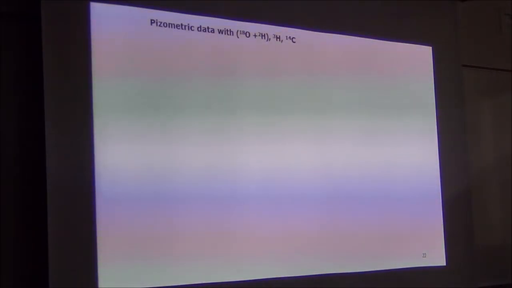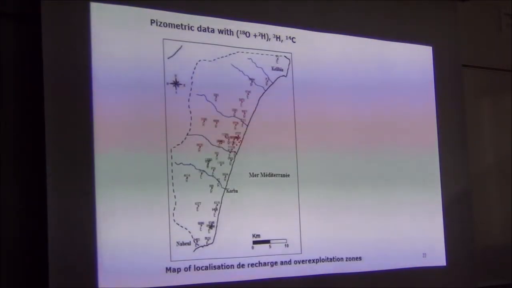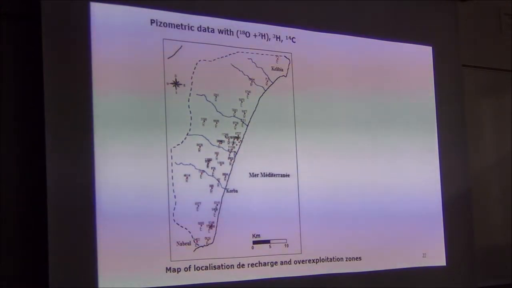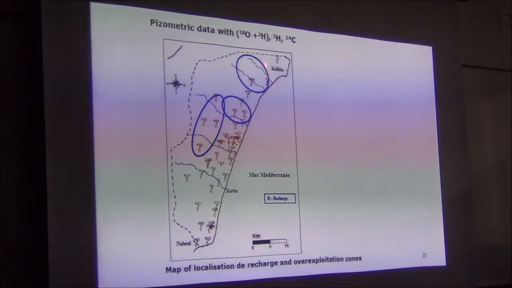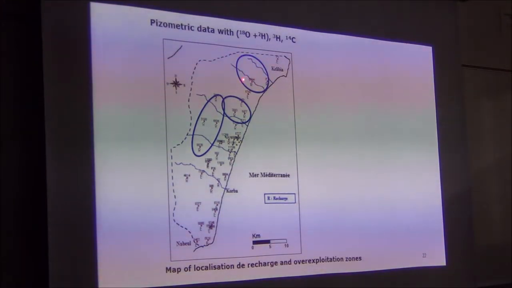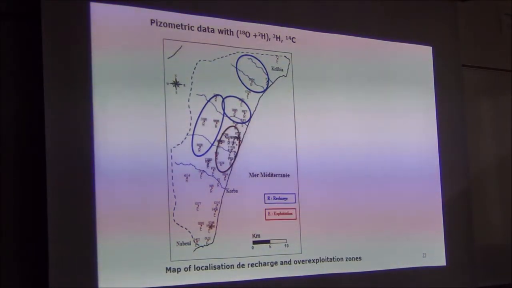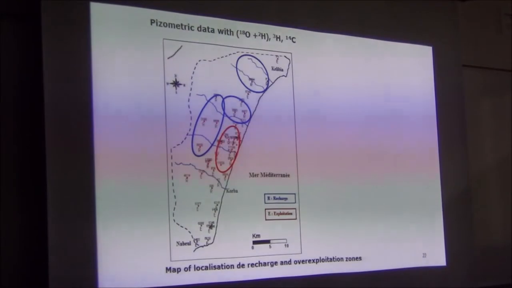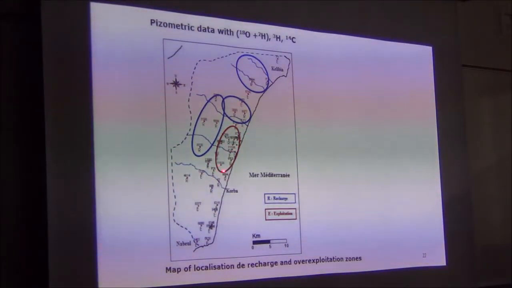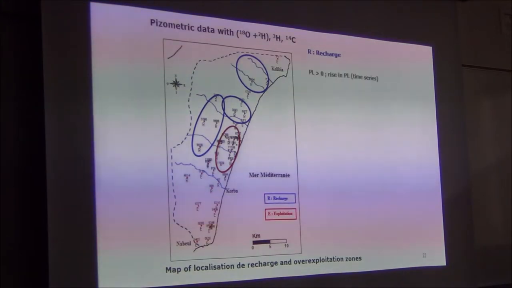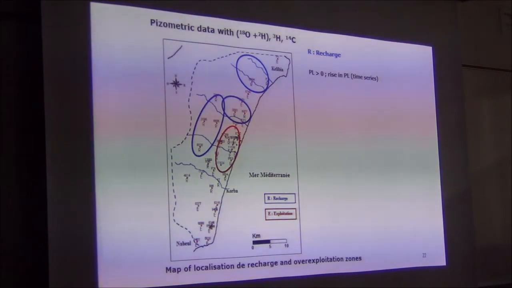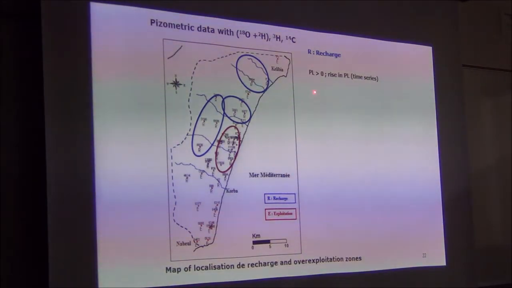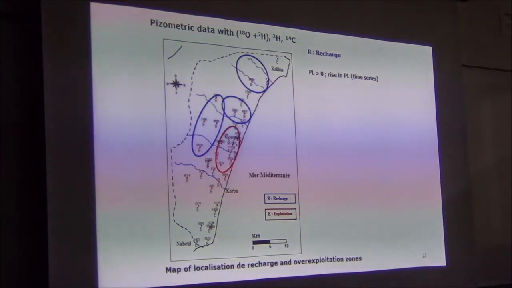The piezometric information, with the study of the composition of stable and radioactive isotopes, gives an idea about the localization of recharge and overexploitation zones. In the eastern coast, we have a recharge zone located in this area. And for the over-exploitation, we have this area in red. In fact, for the recharge, we have a positive piezometric level, and we have a rise in piezometric level in the time series.